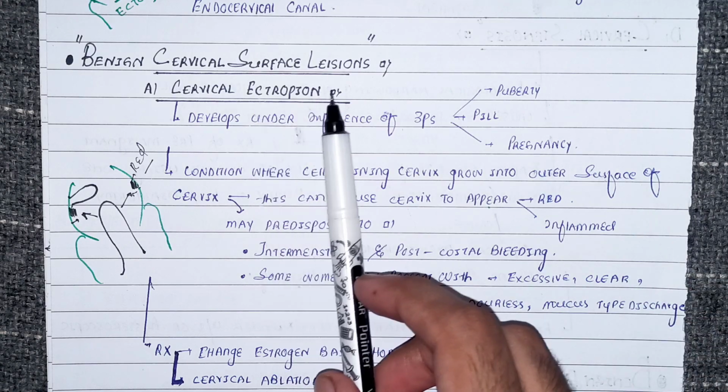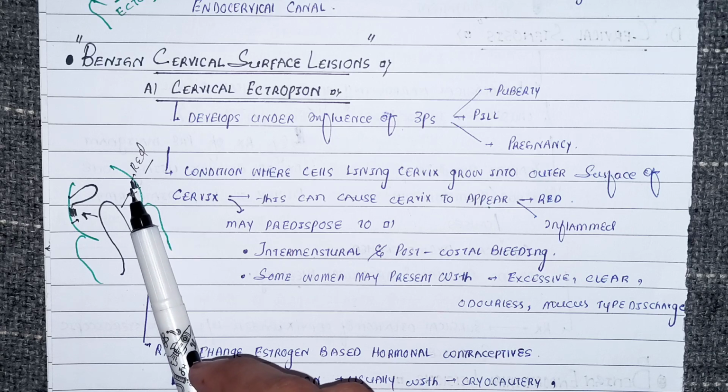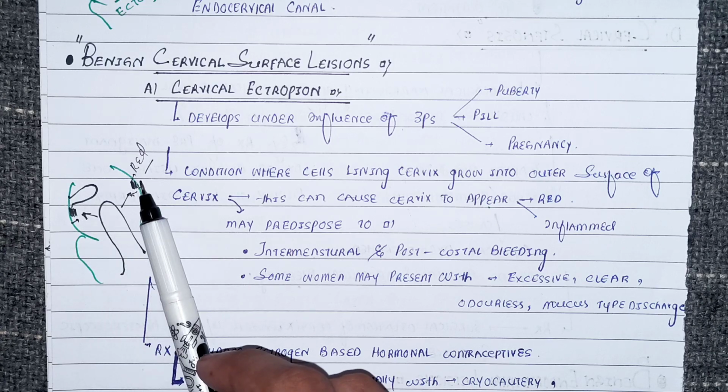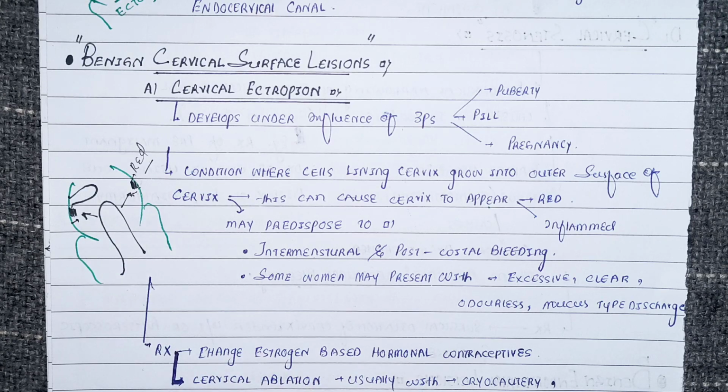So cervical ectropion is a condition in which the cells lining the cervix grow outward. They are asymptomatic, by the way, but they may cause bleeding between the menses and postcoital bleeding, right? I hope you are clear with this, beta.